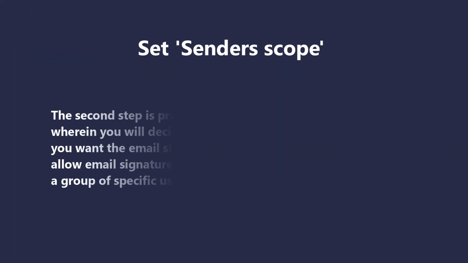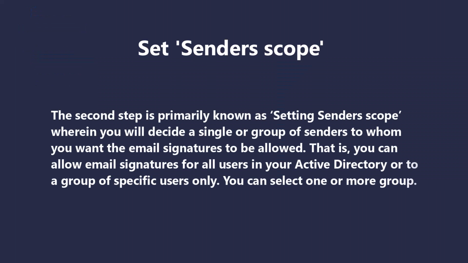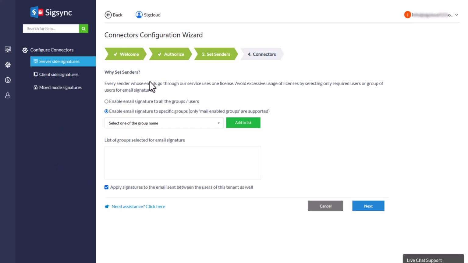The second step is primarily known as setting sender scope, wherein you will decide a single or group of senders to whom you want the email signatures to be allowed. That is, you can allow email signatures for all users in your Active Directory or to a group of specific users only. You can select one or more groups. Let's see how to allow signatures only to a specific Active Directory group.